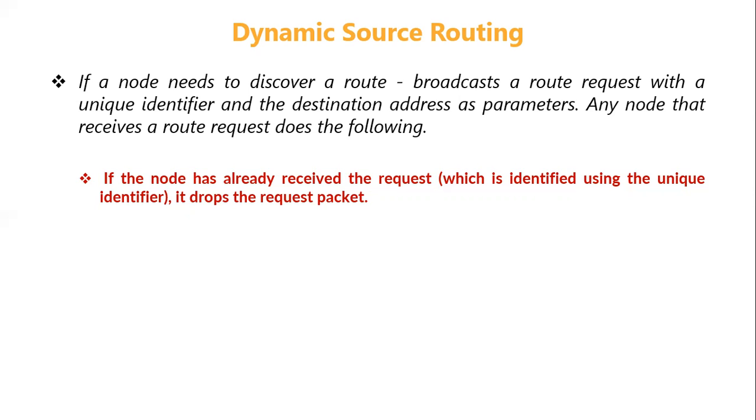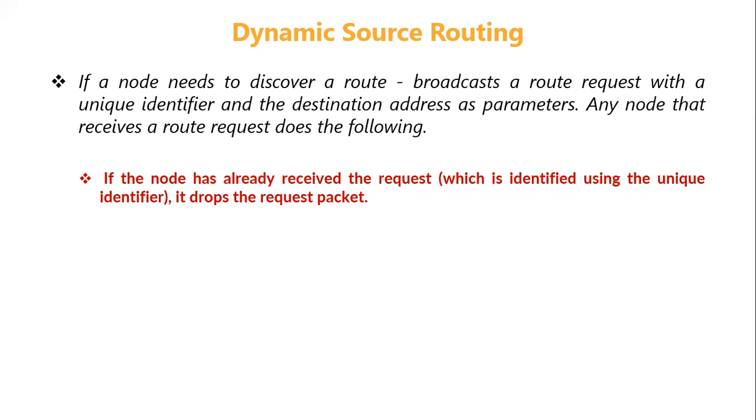Under that situation, if a node needs to discover a route, it will broadcast a route request. Broadcast means it will send the message to everyone who is reachable. It will broadcast a route request with a unique identifier and the destination address as the parameter. So in the route request message, the destination address will be the parameter.